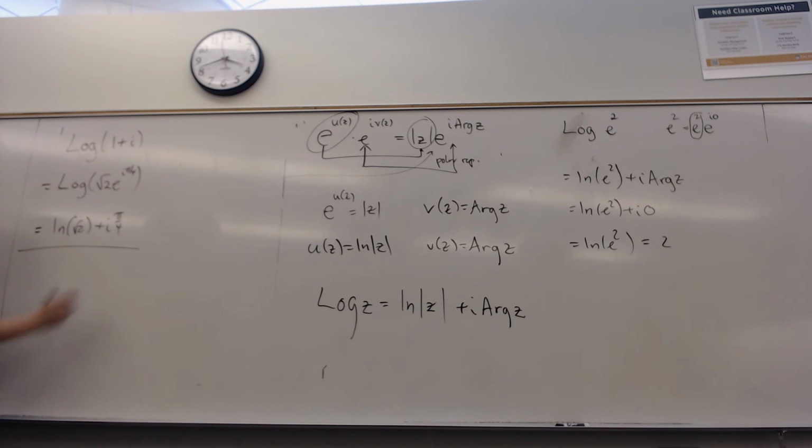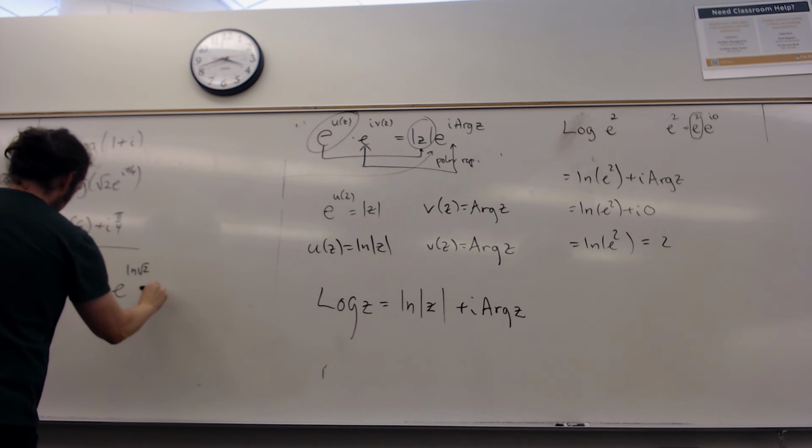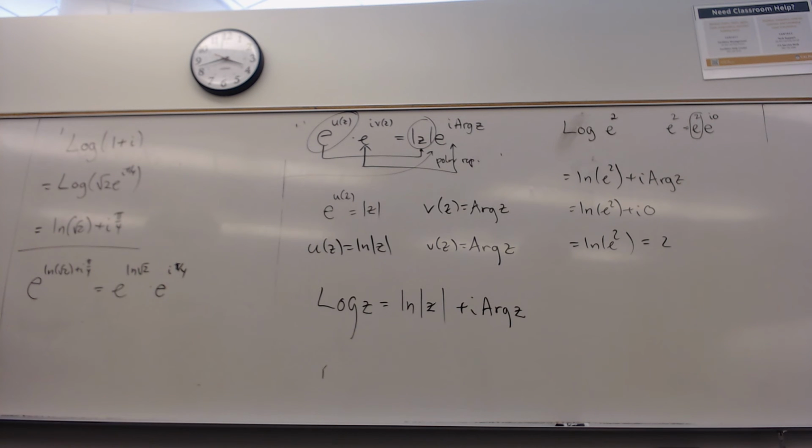So let's check this, and let's compute e raised to the natural log of the square root of 2 plus i pi over 4, and make sure that we get the original number back again. Well, e to the log root 2 can be broken off into its own piece, and then I get an e to the i pi over 4. So I take the exponent and chop it up with multiplication. This is real, so e and log cancel. And then the e to the i pi over 4 trick is to replace it with cosine plus i sine.